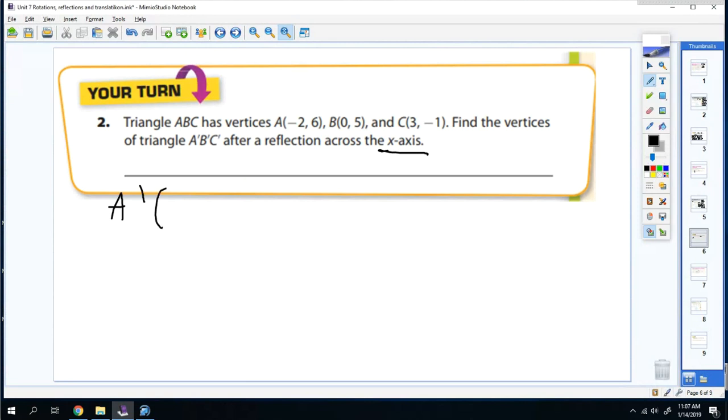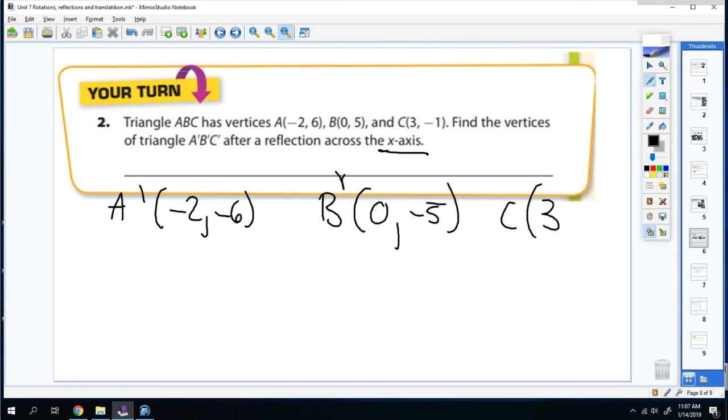So the new A will be negative 2, negative 6. B will be 0, negative 5. And then C will be 3, 1.